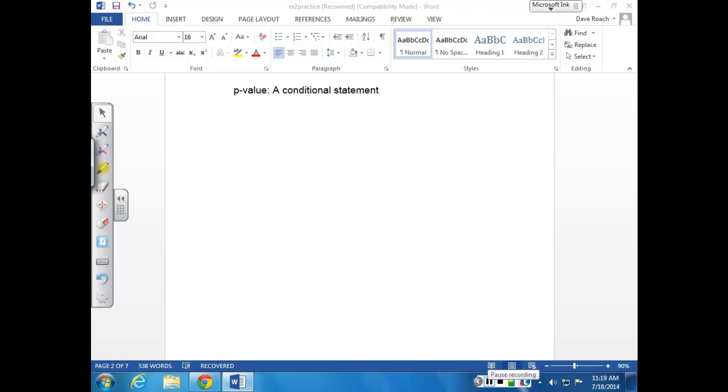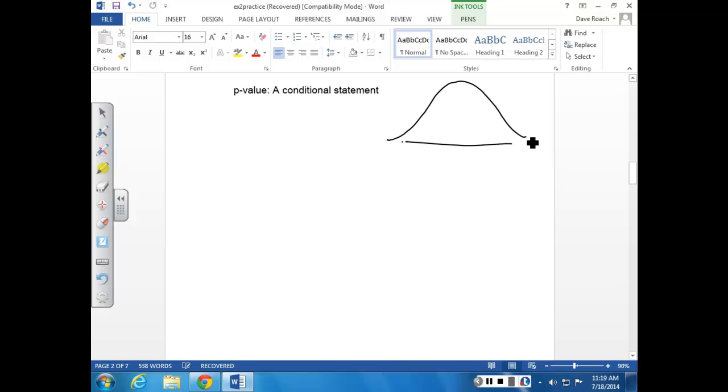The p-value. Let's say that we get a problem, let's say we have something like this. Our hypothesized mean is 70. We get a mean of 77. And we say that the p-value is equal to 0.002. Okay, so we have a p-value there.